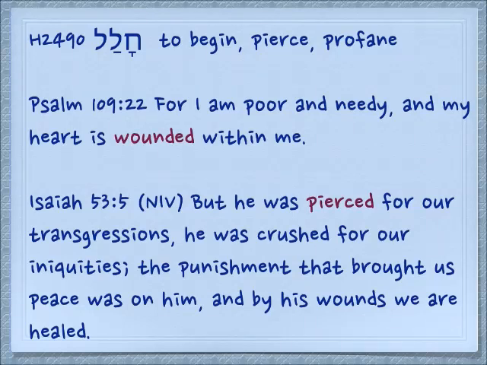Psalm 109:22. For I am poor and needy, and my heart is wounded within me. Something has made a hole in it. Isaiah 53:5. I took the NIV because of the translation. But he was pierced for our transgressions. He was crushed for our iniquities. The punishment that brought us peace was on him, and by his wounds we are healed.